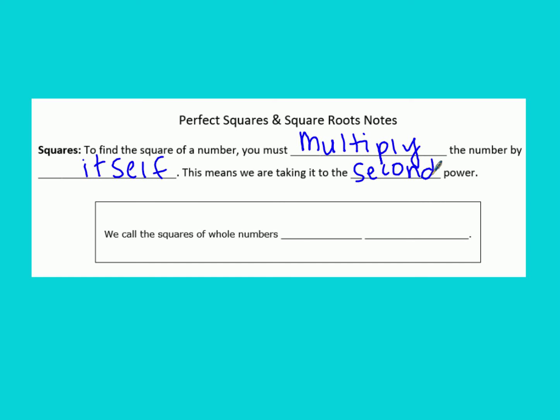We call the squares of whole numbers perfect squares. Reminder that a whole number would be 1, 2, 3, 4, etc. So no decimals here.